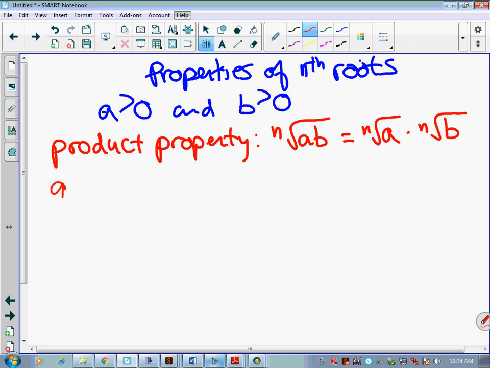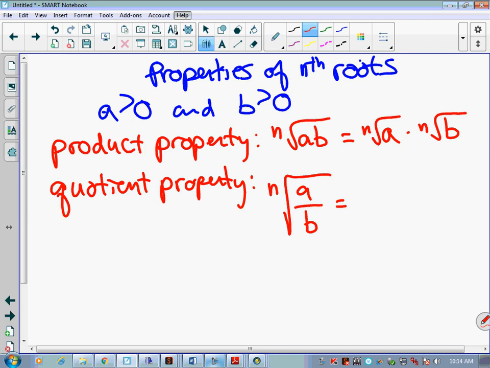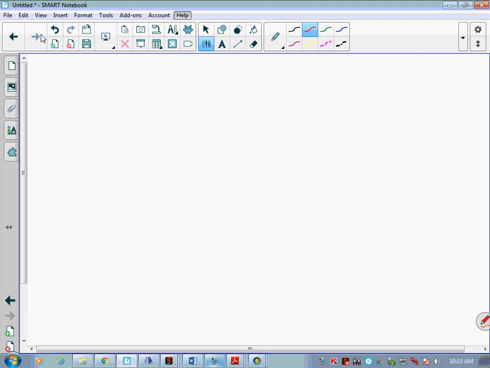Then we have the quotient property. What is the quotient of something? Division. Quotient property is division. If I have the nth root of A over B, that is the same thing as the nth root of A over the nth root of B. Those are equivalent forms. So if I had the square root of 4 over 9, that would be the same thing as the square root of 4 over the square root of 9, and I could simplify from there, which would give me 2/3. Do we understand that? Hopefully. All right. Then we get a big box on page 421, and these are different properties of rational exponents.